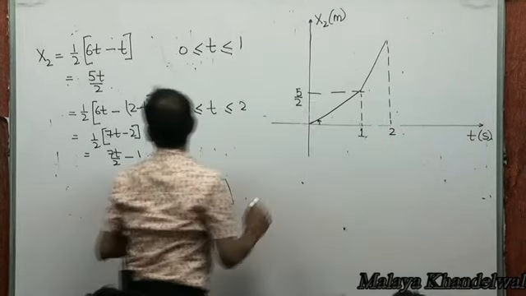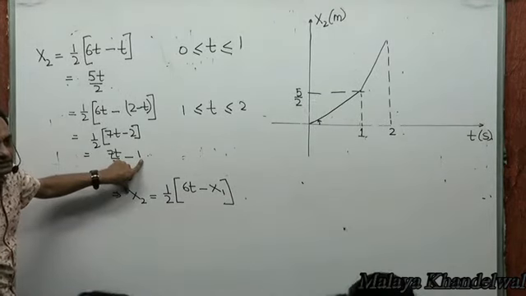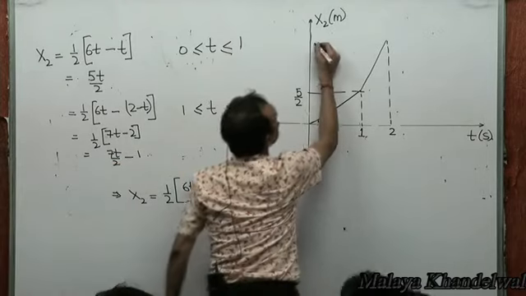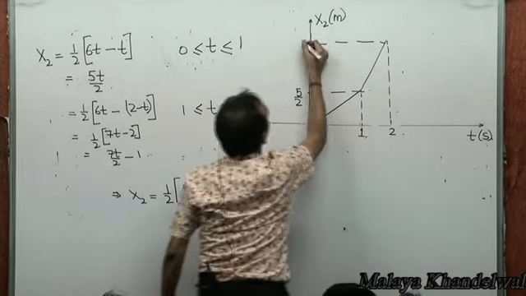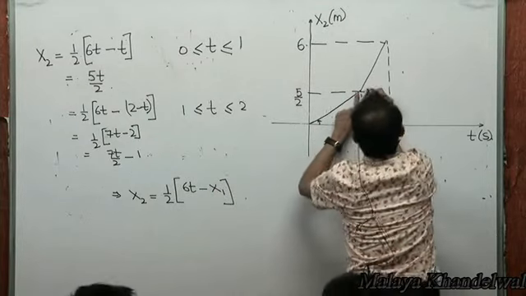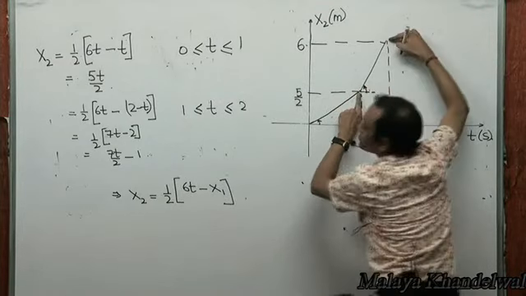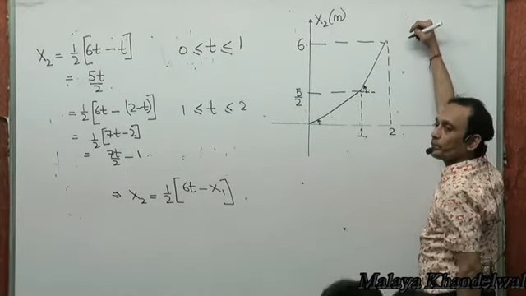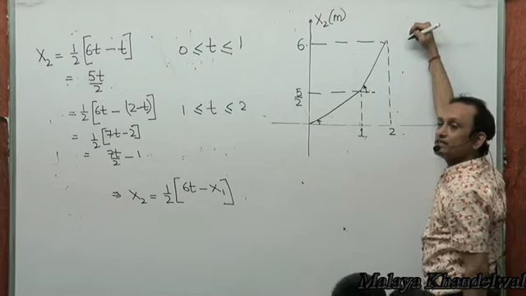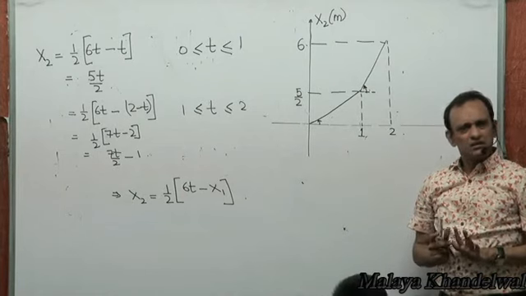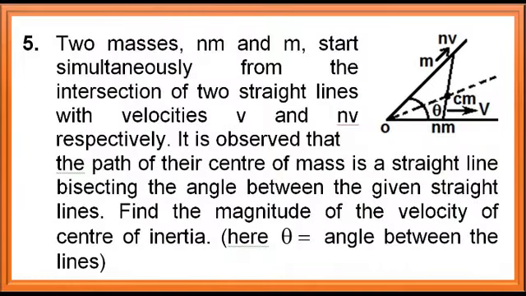So between 1 and 2, the graph becomes more vertical. It is steep. At t equal to 2, it will become 6 units. Yes or no? And the slope of this line is going to be 7 by 2. That means tan of this angle is going to be 7 by 2. Yes or no? This is the graph of x2 versus t. Again, nothing difficult about it, really. All right.